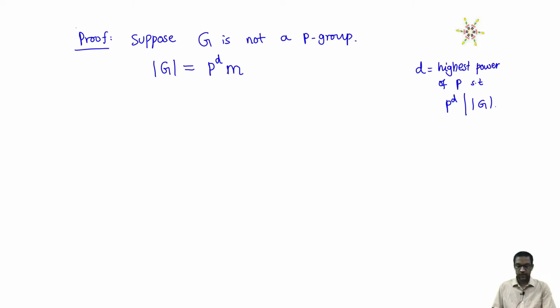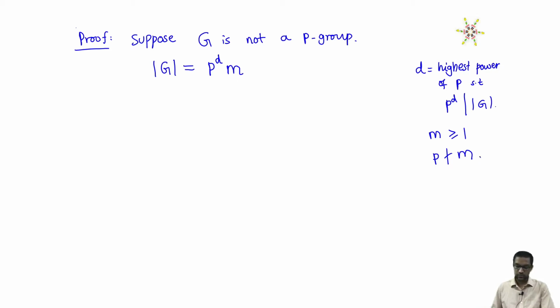Let me just call that product of powers of other primes as the number m. Okay, so what is m here? Well, m is a number that's at least 1, and observe m is essentially the product of prime powers other than P. So of course m is co-prime to P. In other words, P doesn't divide the number m.